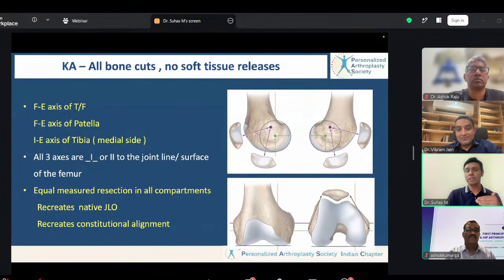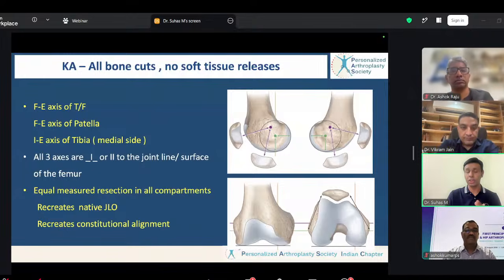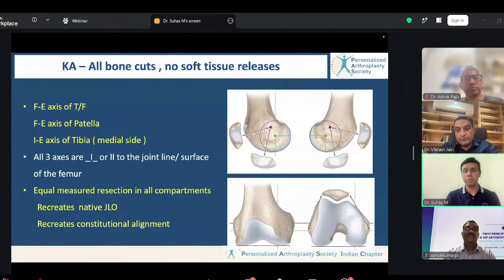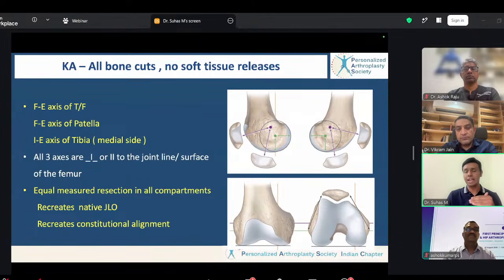So if you don't accept the concept of mechanical alignment strategy, where you're changing the anatomy, biomechanics, and philosophy, you need to come to kinematic alignment, which is the exact opposite of mechanical alignment. Here you can see that there are 3 lines: the green, the yellow, as well as the purple. I will describe these axes in the next picture, but you need to understand that these lines on the femur are parallel to each other or perpendicular to each other. And more importantly, they are either parallel or perpendicular to the joint line itself.